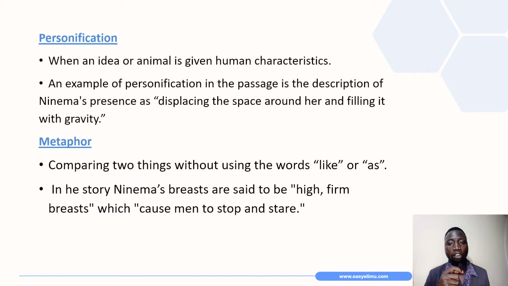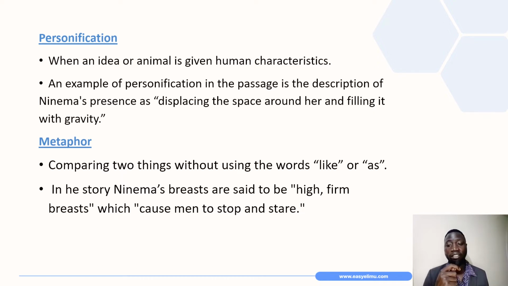An example of personification as a style used in the story is the description of Ninema's presence as displacing the space around her and filling it with gravity. That is what Ninema's presence does whenever she's around. So her presence is given the characteristics of human qualities.